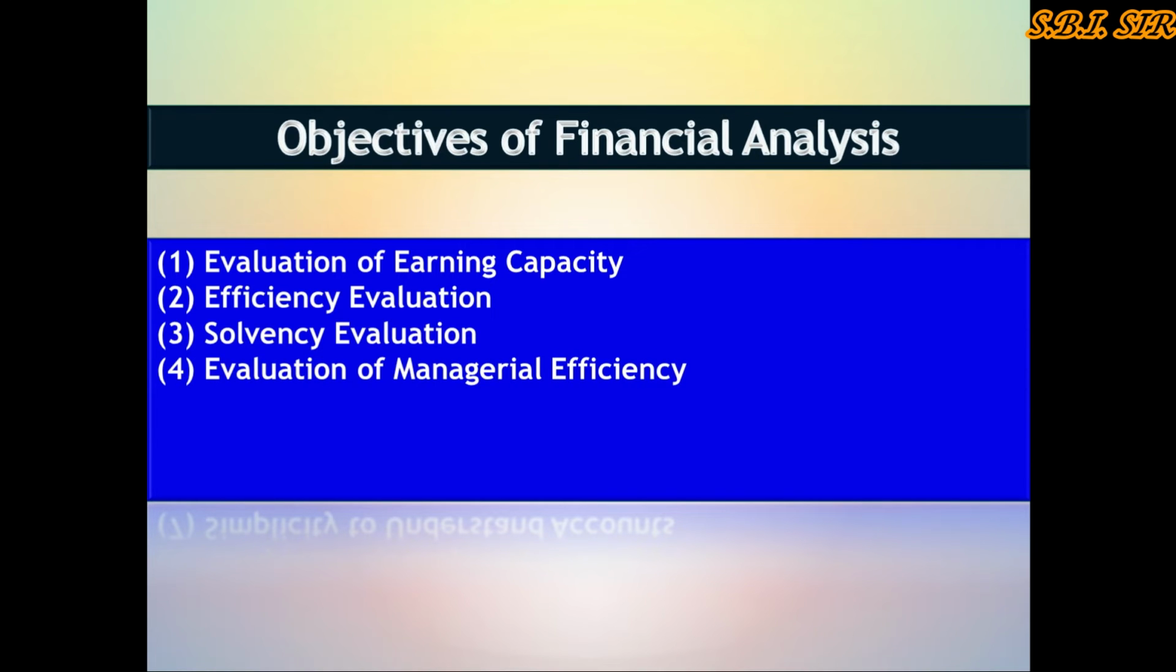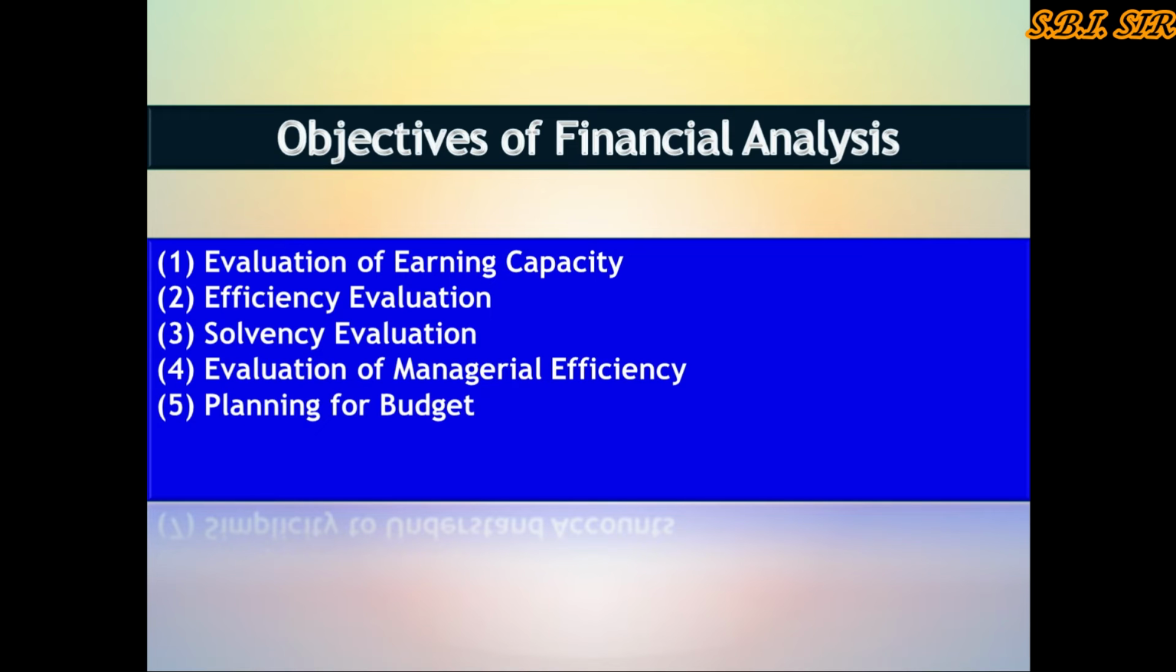Fourth, evaluation of managerial efficiency. The owners and the management are two different entities in the company form of business. Funds of shareholders are managed by the board of directors. Besides, officers execute the decisions taken by the board of directors. Therefore, through financial analysis, evaluation of the effectiveness and fairness of the decisions of the board of directors can be done. The performance evaluation of the officers can also be done through this analysis.